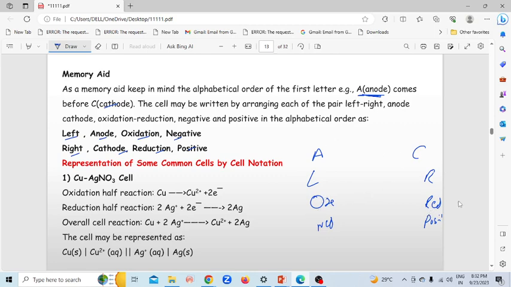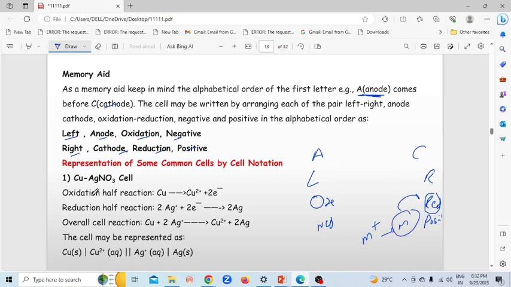Always remember that at the cathode the metal is deposited. That's why it is known as the cathode. Metal is deposited when it converts to solid form: any M plus will convert to M. So reduction will always be at the cathode.